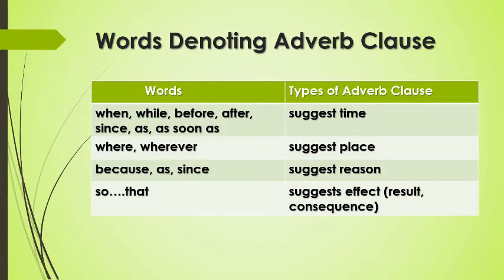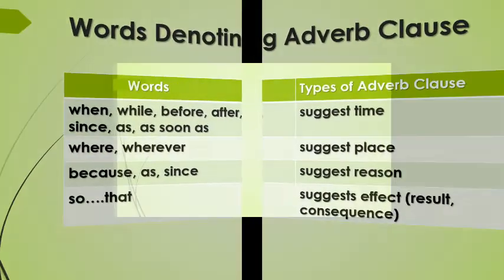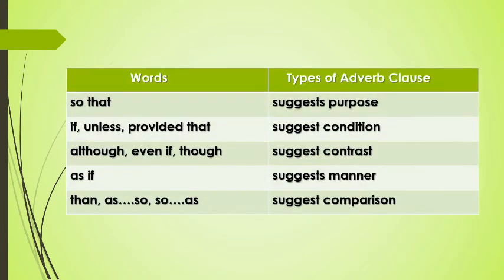Here is the list of the words denoting adverb clause. An adverb clause beginning with when, while, before, after, since, as soon as suggests time. In the same way, where, wherever suggest place; because, as, since suggest reason; so that suggests effect. Adverb clause beginning with so that suggests purpose.